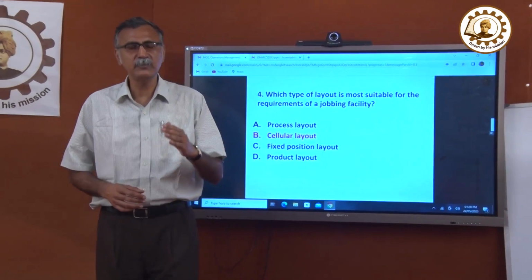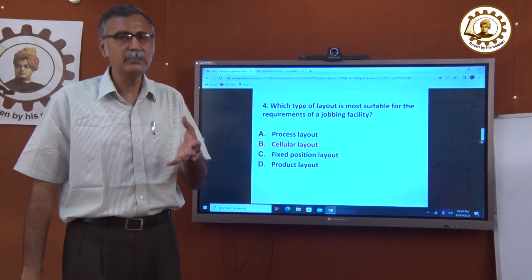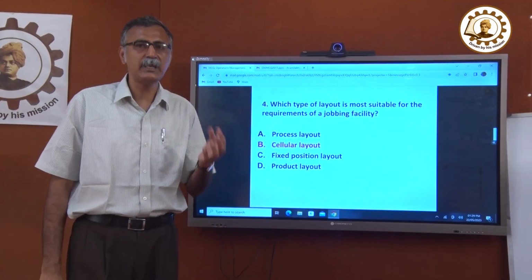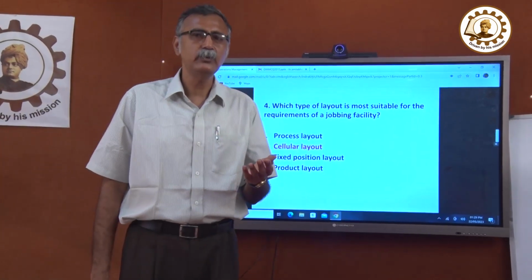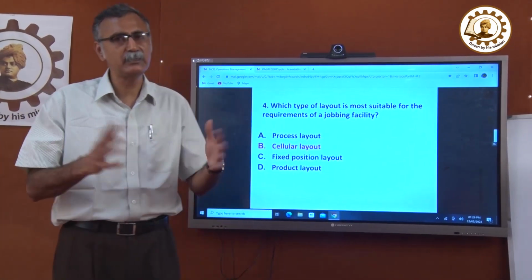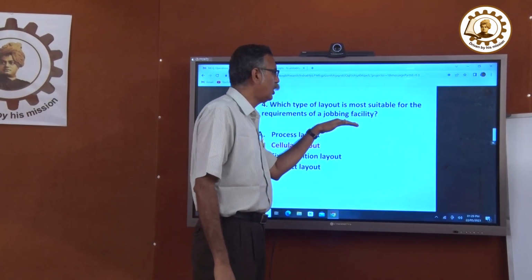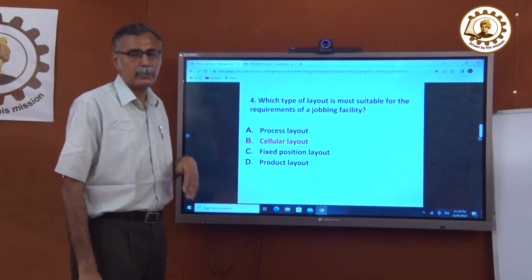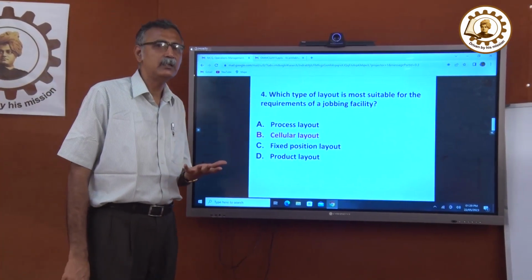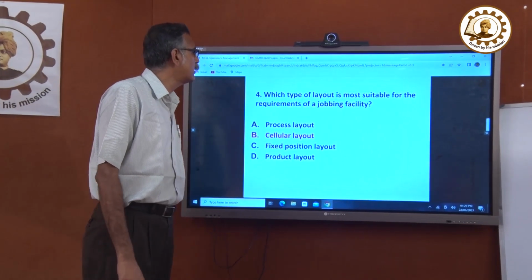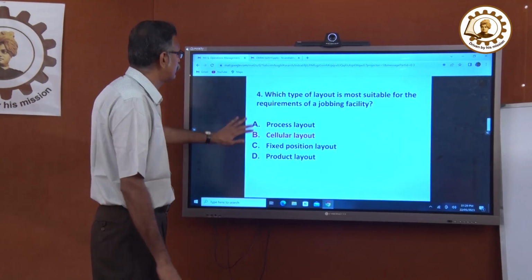The advantage of the cellular layout is flexibility. Anytime you can re-erect one machine according to the job which has been ordered to you, and you can continue your jobbing. So for job kind of production, you need that flexibility, and that's why the cellular layout is the most suitable one, not the others.